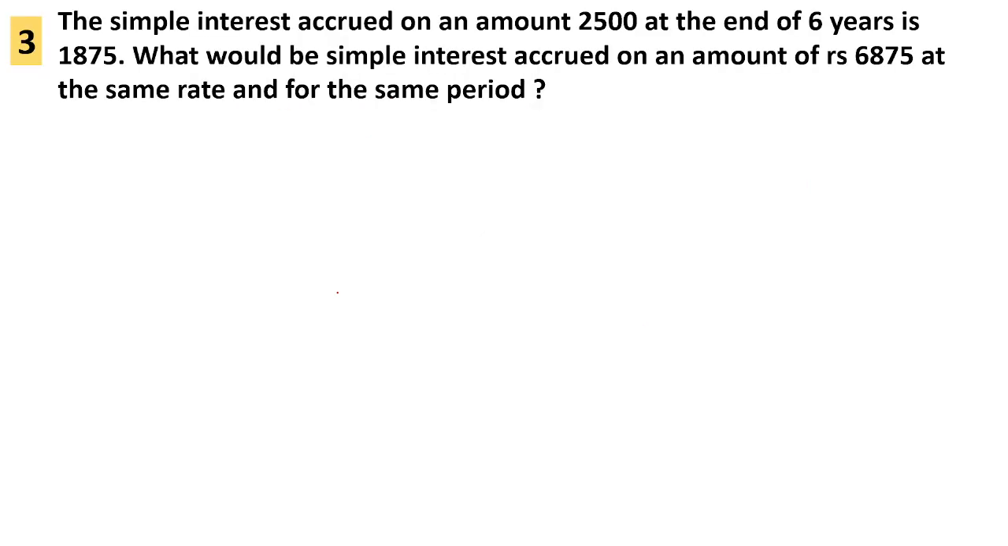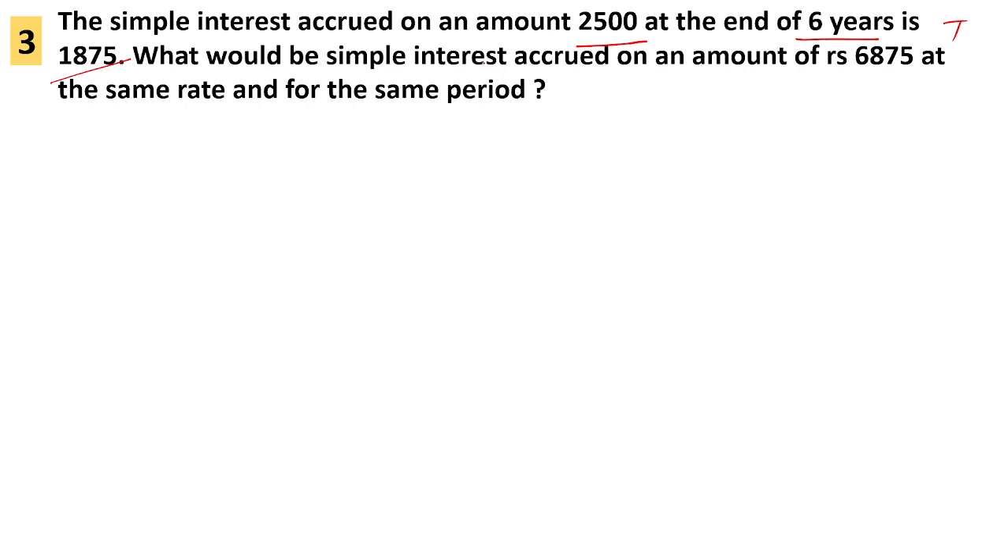If the simple interest occurred on an amount 2500 at the end of 6 years is 1875. So 2500 is our P. At the end of 6 years means our T, and 1875 is the simple interest. Again read, the simple interest occurred on amount 2500, that is P. At the end of 6 years, they have given the T, and 1875 is the simple interest.